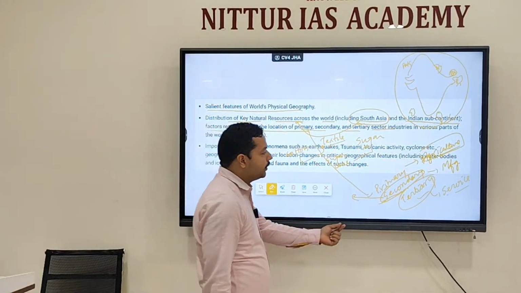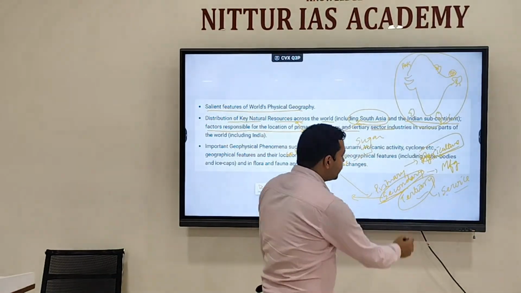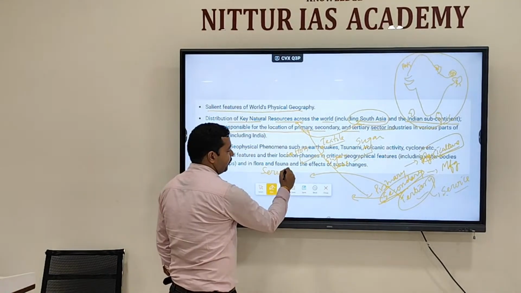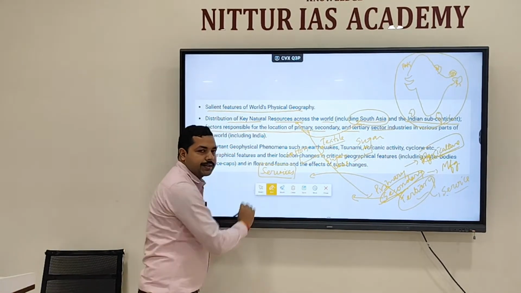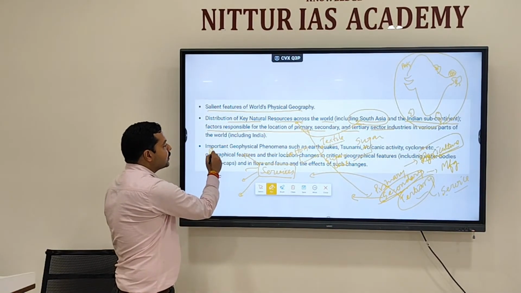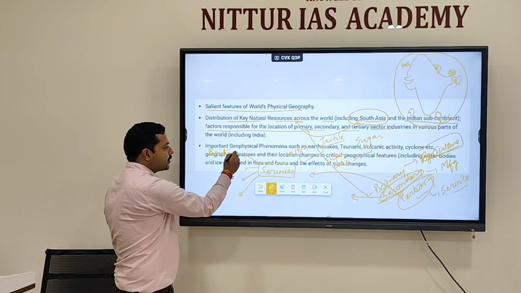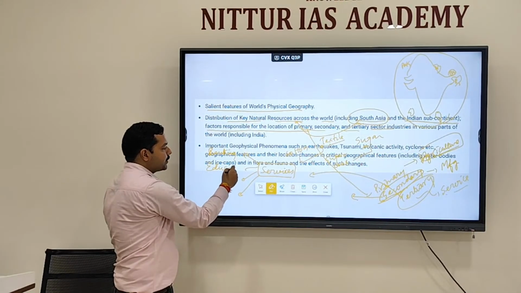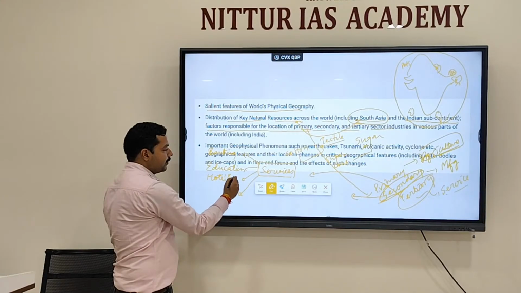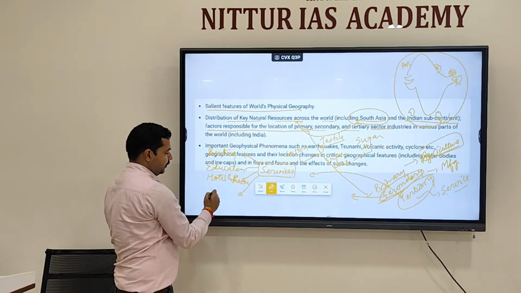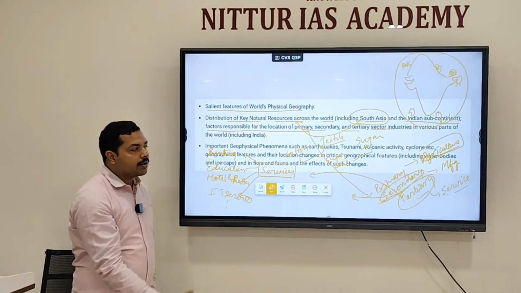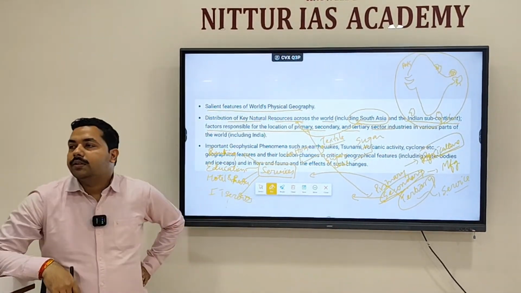And the third is what? Tertiary. What is tertiary? Tertiary deals with services. Clear? Now services means what? Services means it could be banking services, education services, hotels, restaurants, IT services, and so on. Clear? So these come under what? These come under nothing but tertiary sector.